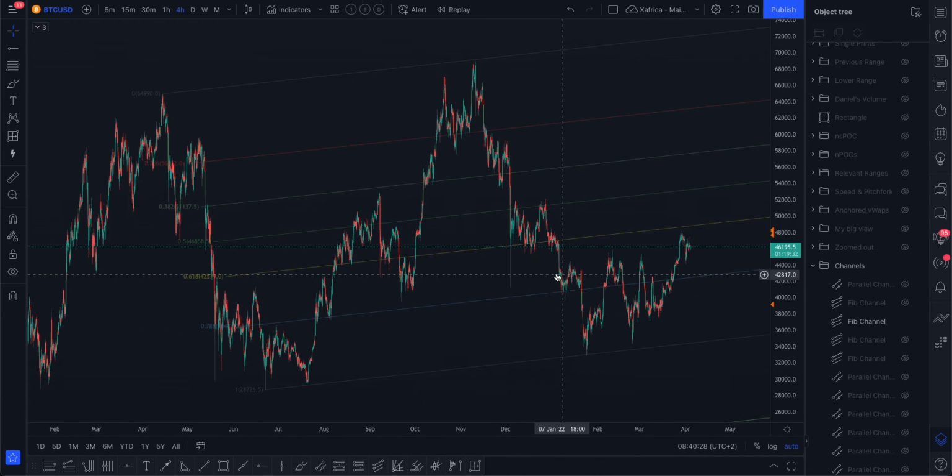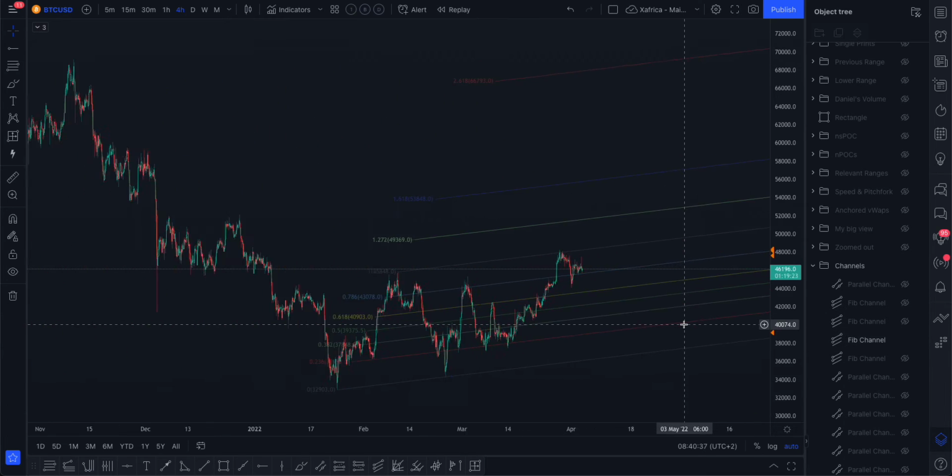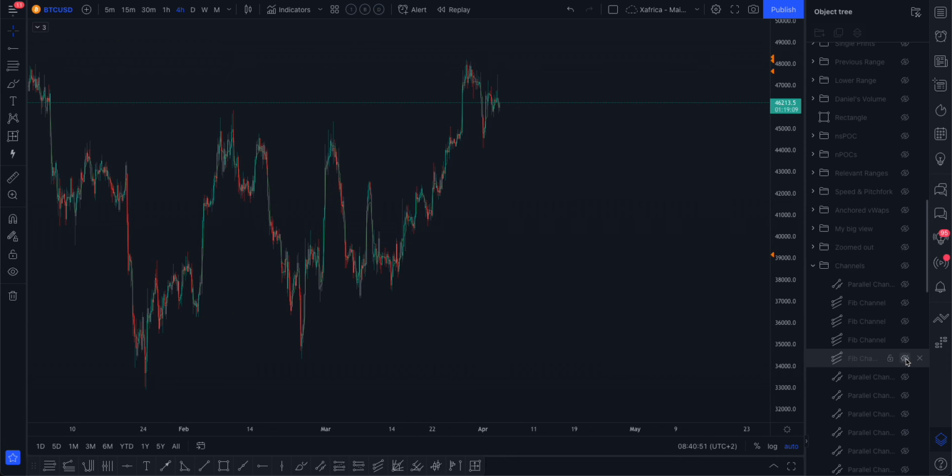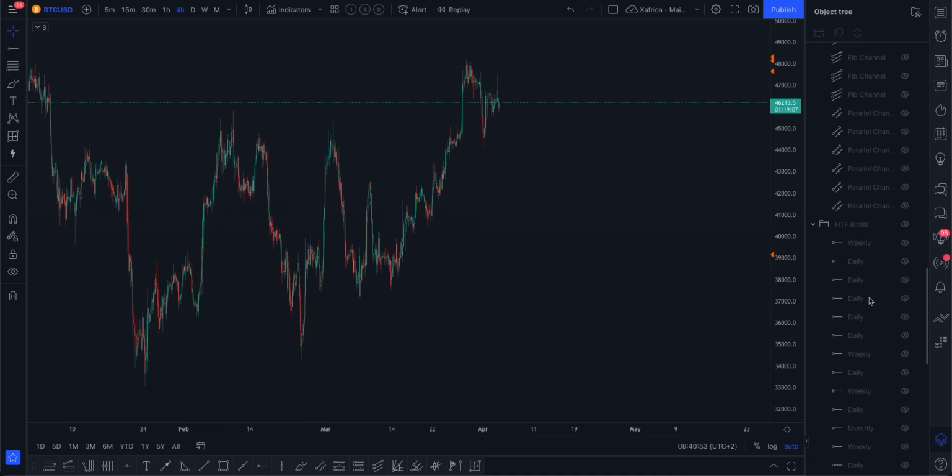This was also a channel I've drawn from those highs. I just added some Fibonacci levels in to have a better look. And then there's another interesting one also in this lower time frame at 0.786, very well respected there, so I'll definitely have a look at that for support as well. And it's also ascending. I think that was the last channel that I had a look at here. We're not going to spend time there.